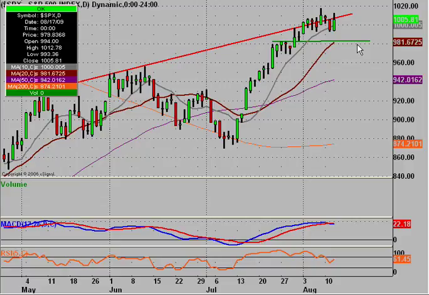But let's say this one fails. Does that mean that the market's going to crash and fall apart again? No, there's still other key support levels below us.